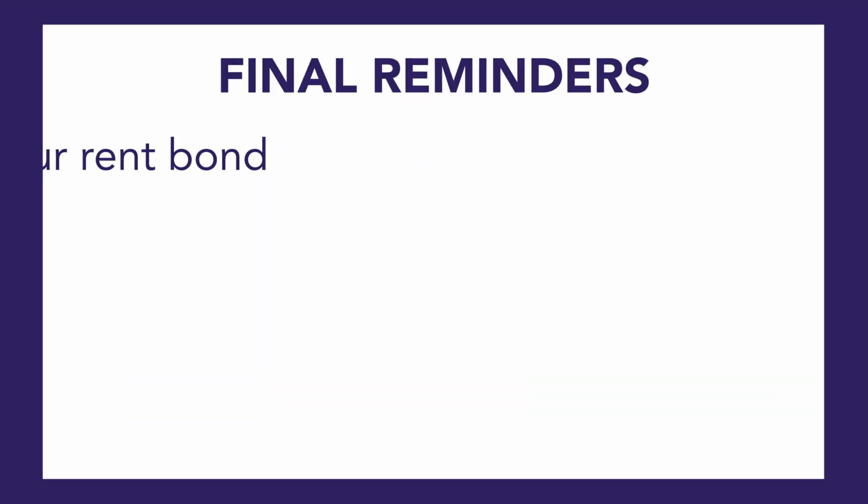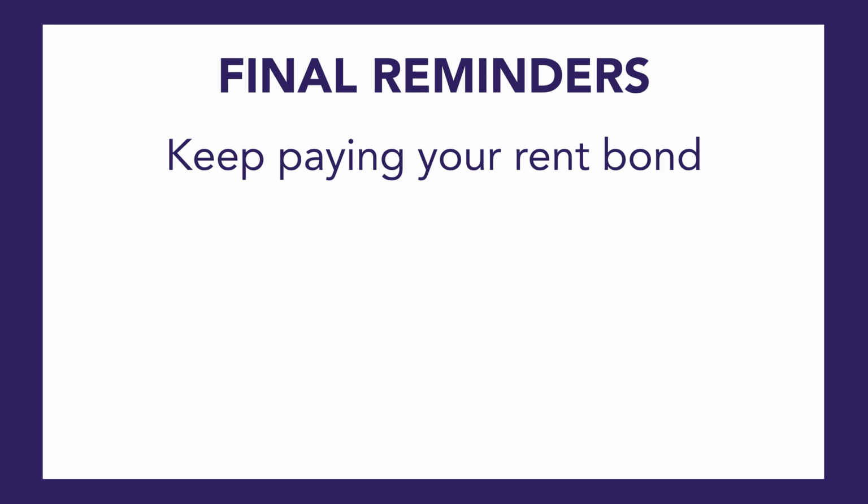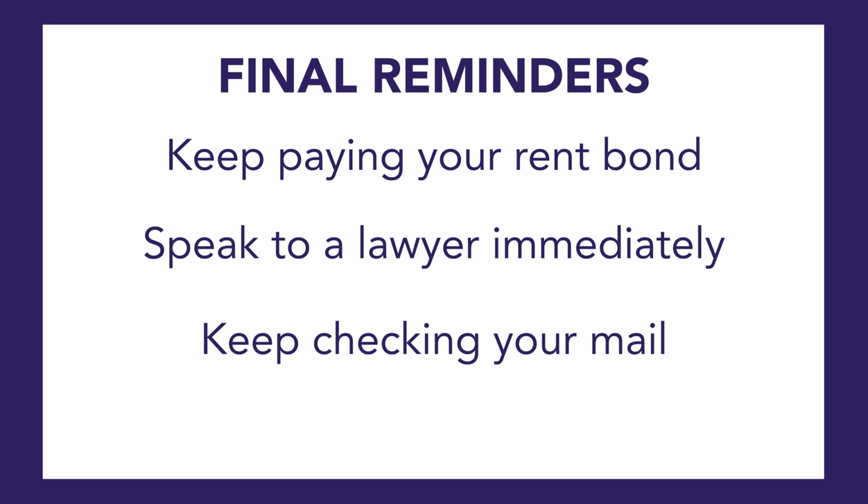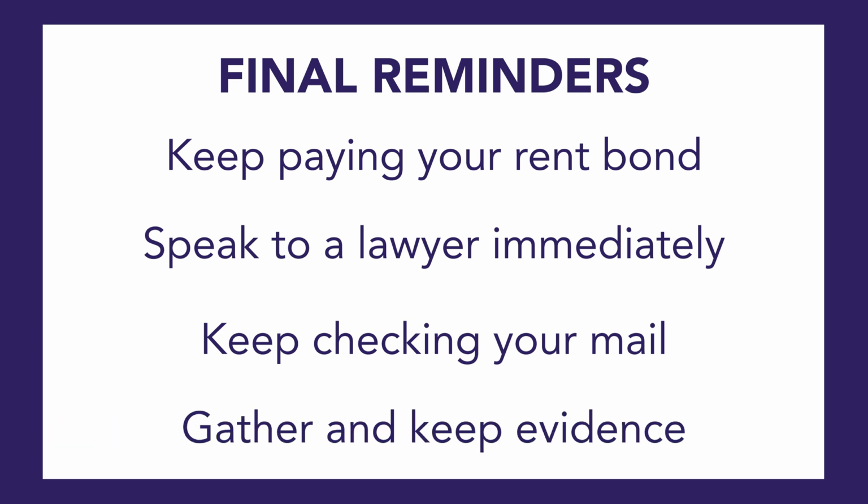Now, just some final reminders. Keep paying your rent bond to the clerk each month as it comes due. Speak to a lawyer immediately. And keep checking your mail for a notice from the court, which will tell you when your appeal hearing has been scheduled. And finally, gather and keep any evidence you think could be useful in your appeal.